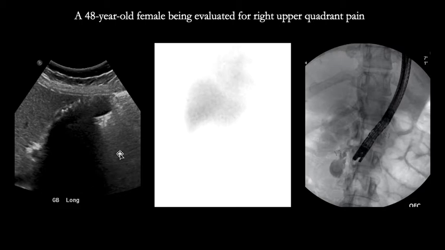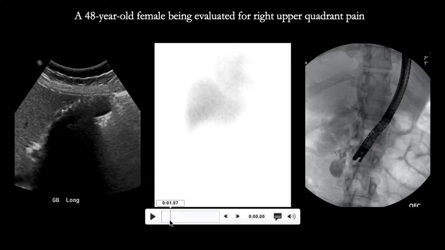The image on the left shows a grayscale image from the right upper quadrant ultrasound. We're looking at the gallbladder in the long axis, and we see the wall echo shadow sign, and there are multiple gallstones which are shadowing, and so this patient underwent a laparoscopic cholecystectomy, and because of continued abdominal pain after their surgery, a HIDA scan was performed.